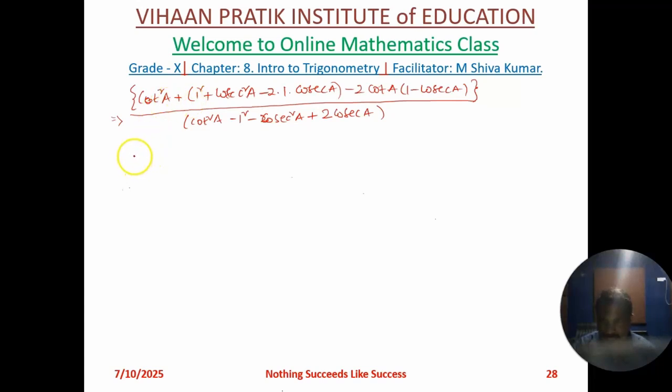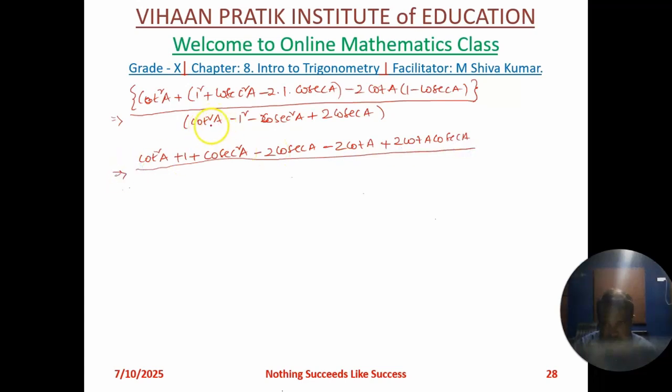Okay, now we expand it, we write it as cot square A plus 1 plus cosecant square A minus 2 cosecant A minus 2 cot A into 1 is minus 2 cot A, minus into minus is plus 2 cot A into cosecant A, divided by, here we'll rewrite it as cot square A minus cosecant square A minus 1 square is 1 plus 2 cosecant A. Okay, now from the identity, cot square A plus 1 equals cosecant square A. So now cot square A plus 1 we write it as cosecant square A.